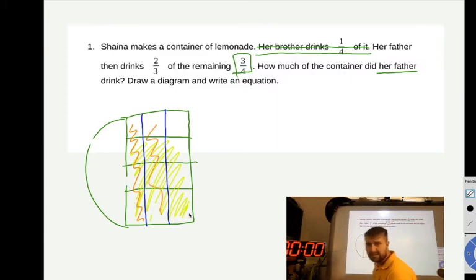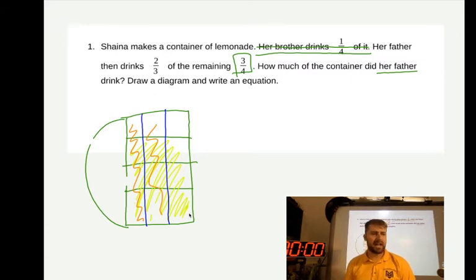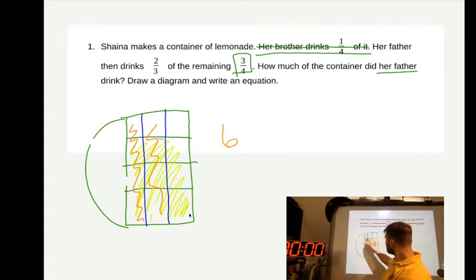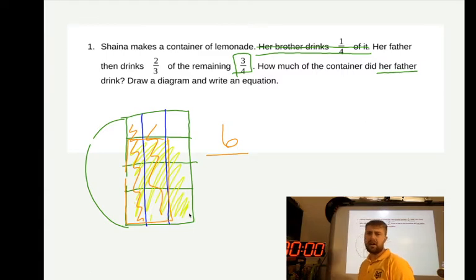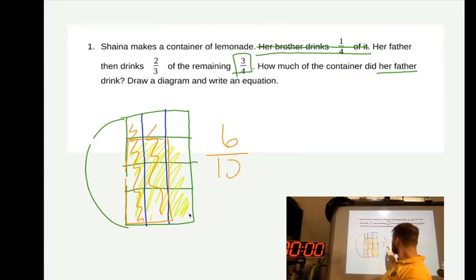Now we ask ourselves, how many rectangles are shaded in both yellow and orange? There are 6 rectangles shaded in both yellow and orange. Then we say, how many total rectangles are there? There are 4 rows of 3, or 3 columns of 4, which means there are 12 total boxes.